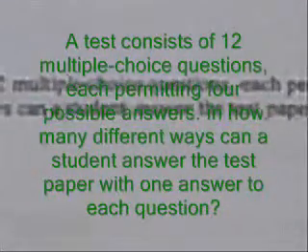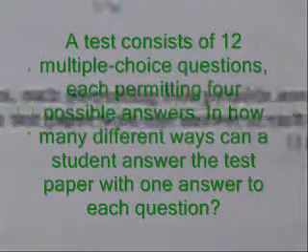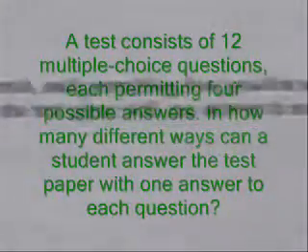Okay, thanks. For question D, a test consists of 12 multiple choice questions, each permitting 4 possible answers. In how many different ways can a student answer the test paper with 1 answer to each question? Okay. There are actually 4 different answers for each question. So there are a total of 12 questions. So the solution will be 4 to the power of 12, which will give you 16777216.